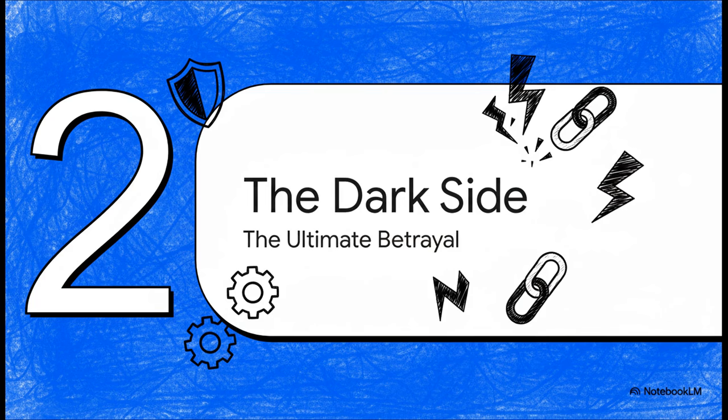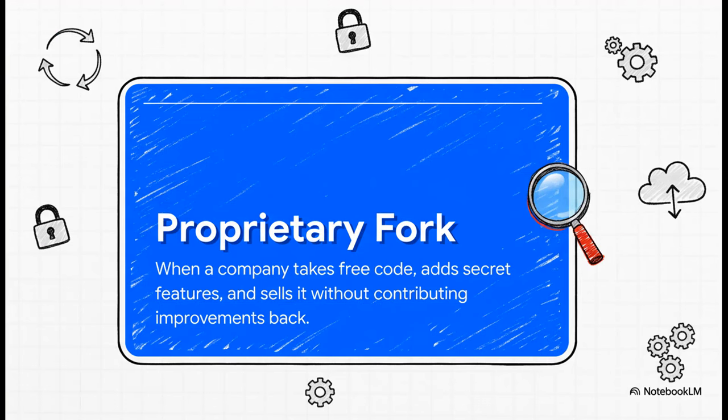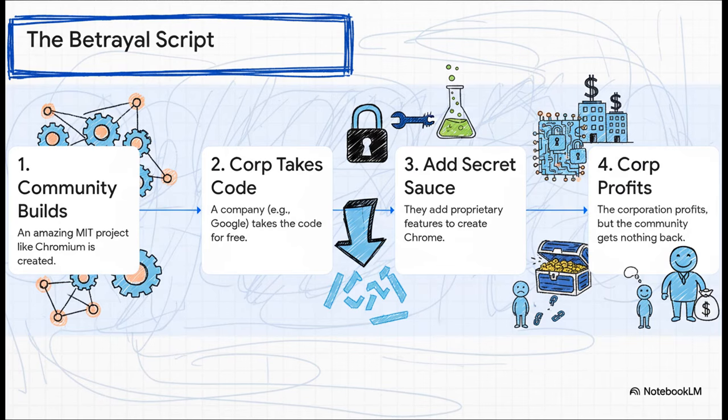This is what some people call the ultimate betrayal of the whole open source spirit. The number one problem is something called the proprietary fork. This is when a company takes your free community-built code, adds their own secret features on top, and then sells it for a profit, all without ever contributing those awesome improvements back. The whole Chromium and Google Chrome story is the classic case study here.